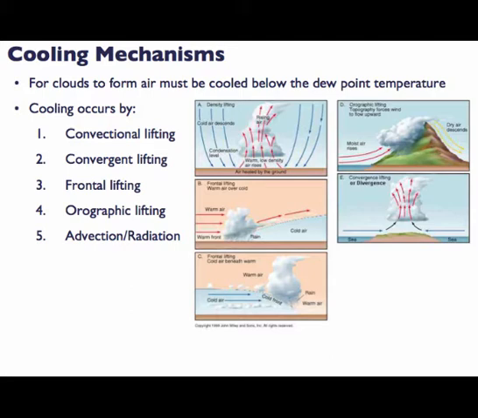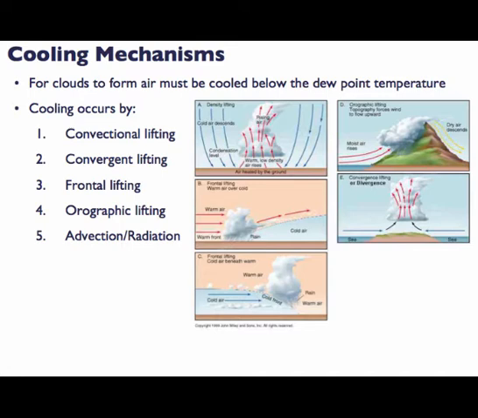So how do we cool that air in order for a cloud to appear? Well, there's really five main cooling mechanisms, or ways that we can cool air. They have to be cooled below the dew point temperature. So where you see a cloud in the sky, that's someplace where the dew point temperature has been reached.